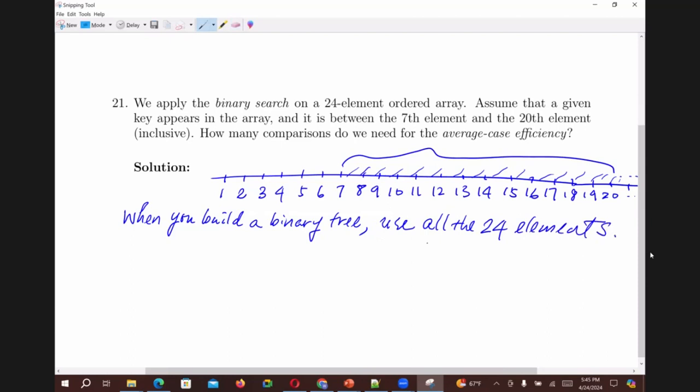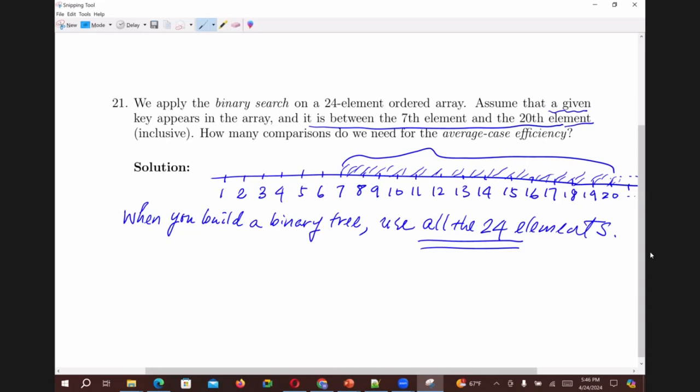Here, why I emphasize this, use all 24 elements, because some students understood in this way. Because here you say the given key appears in the array between the 7th and 20th element. Then those students understood in this way, because based on that condition, it only appears in this range, then they just use these elements to build a binary tree. Okay? Do not use that way.